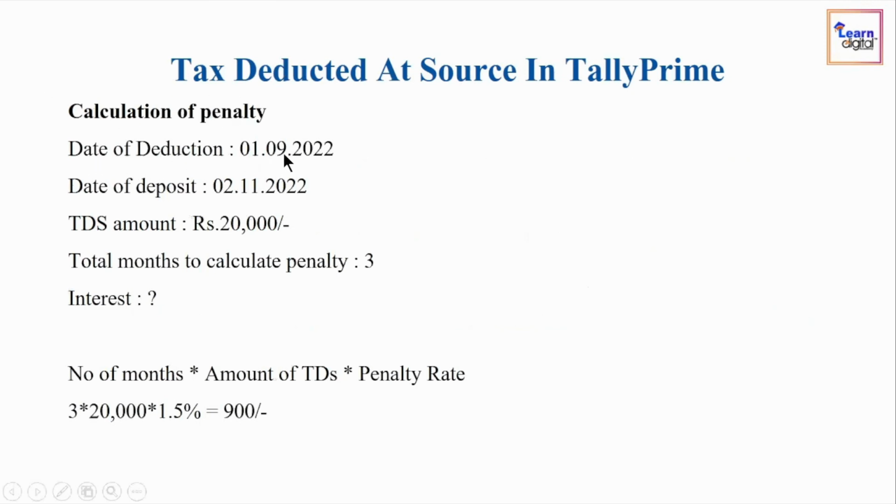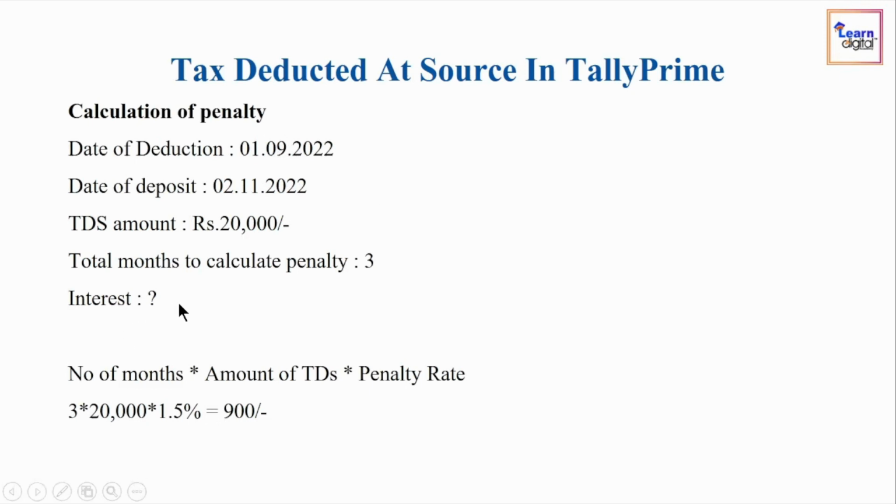See, date of deduction is 1st of September. Date of deposit is 2nd November 2022. And TDS amount to be deposited is 20,000, right? We have deducted 20,000 as a TDS from the legal fees. So total months to calculate for penalties from September to November. September is number one, October 2, and though it is in the start of November when we are paying, we have to add this month also. So September, October, and November, 3 months penalty needs to be paid to the government.